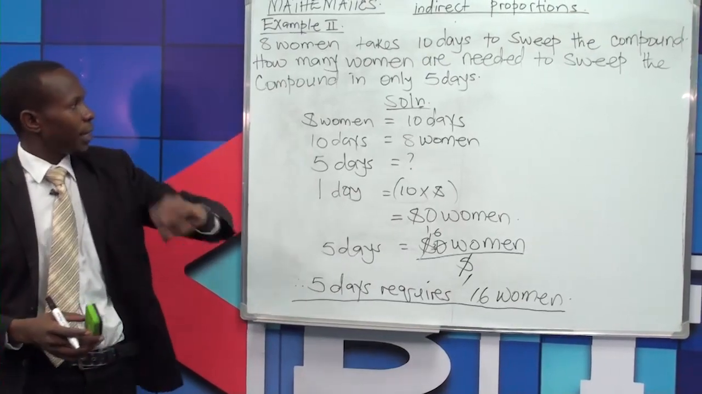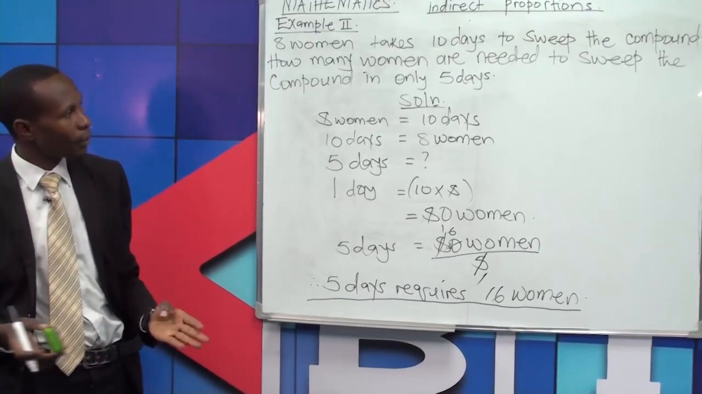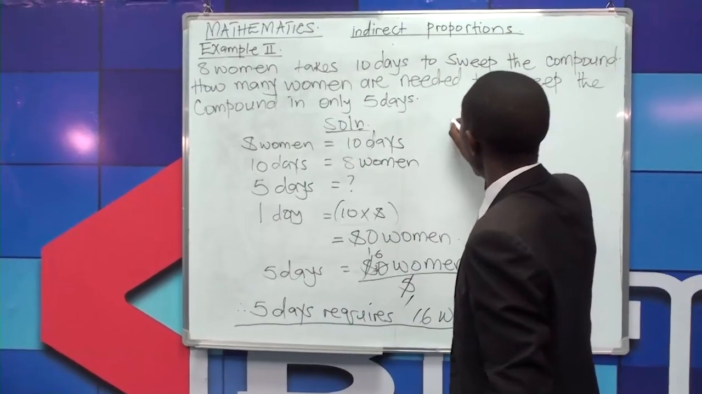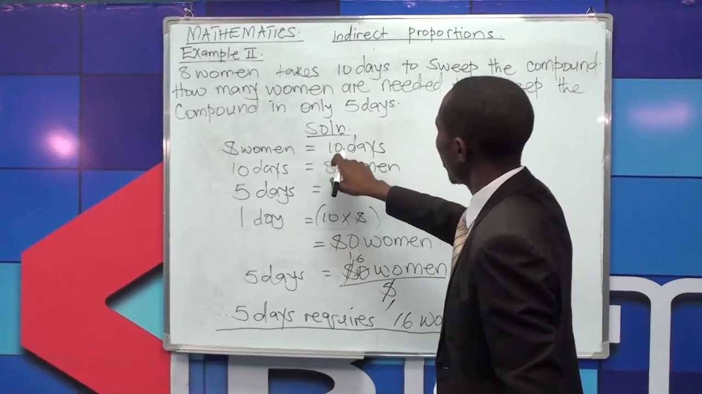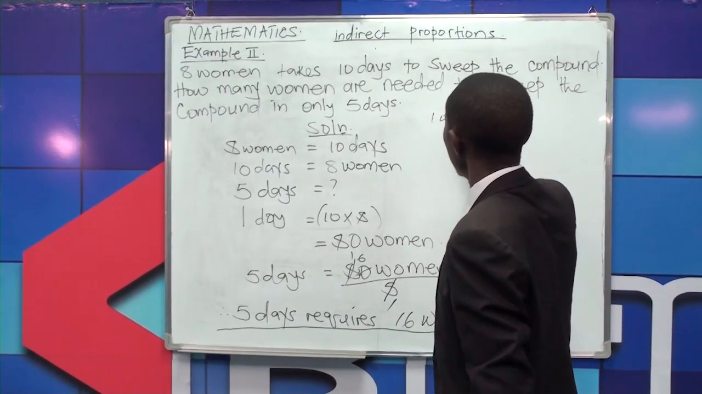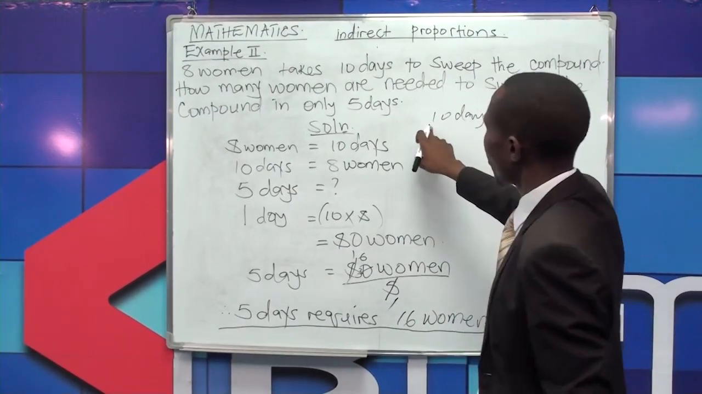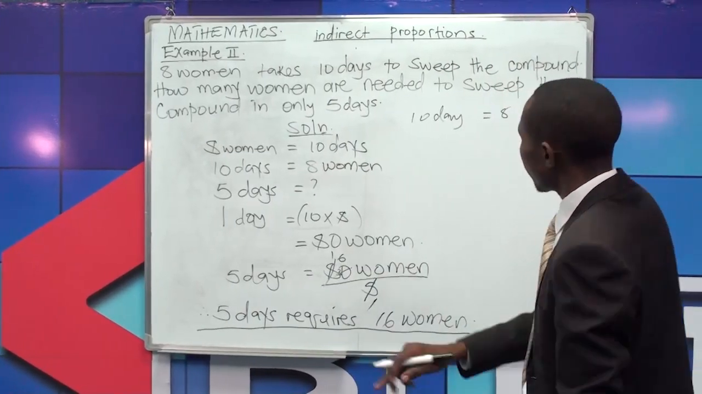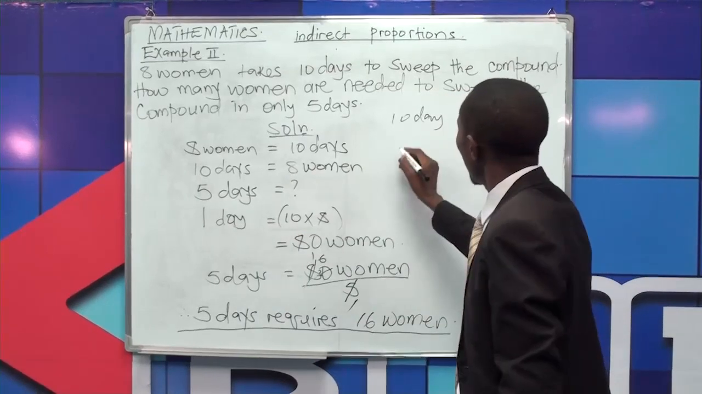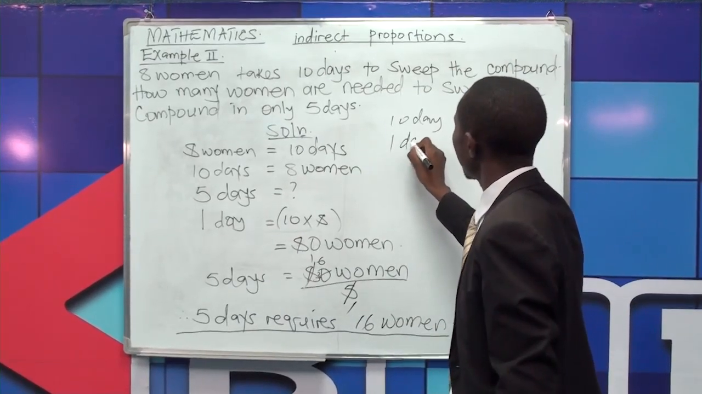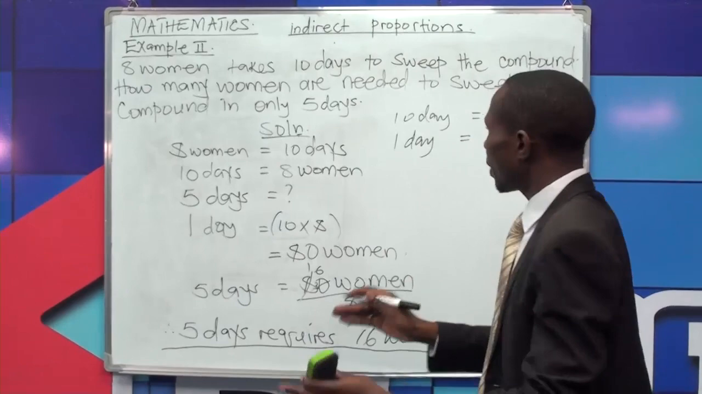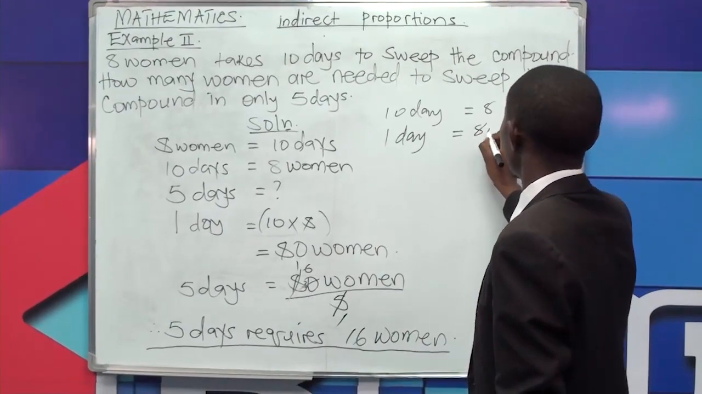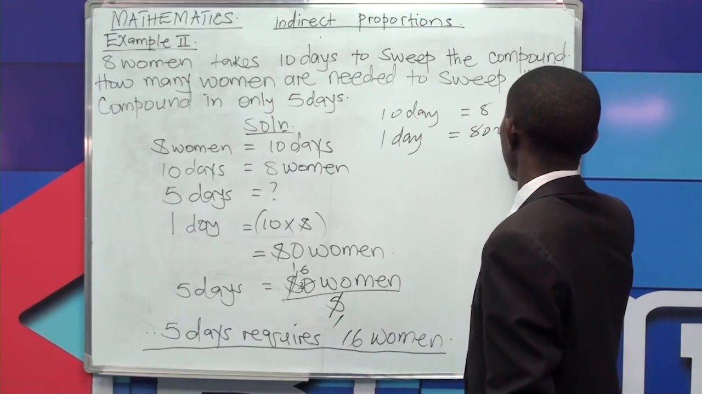So let's compare something here, then you come to understand what I'm meaning. This is what I'm trying to mean. When you have 10 days, we shall have how many people working 10 days? We shall have 8 of them. Then from there, let's look at 1 day. If you want to have only 1 day, how many people do you need? You need to have 80 women.